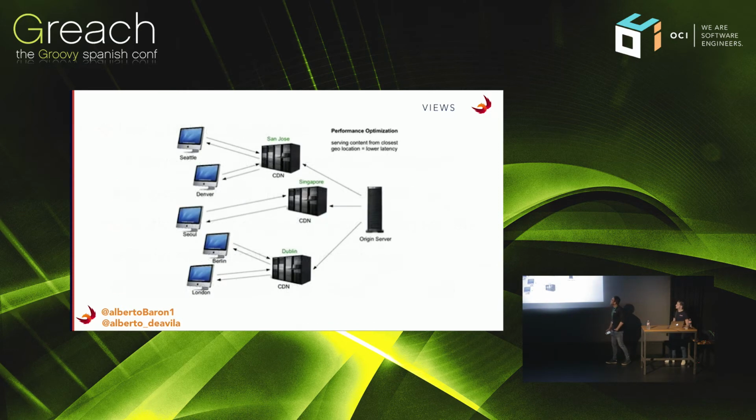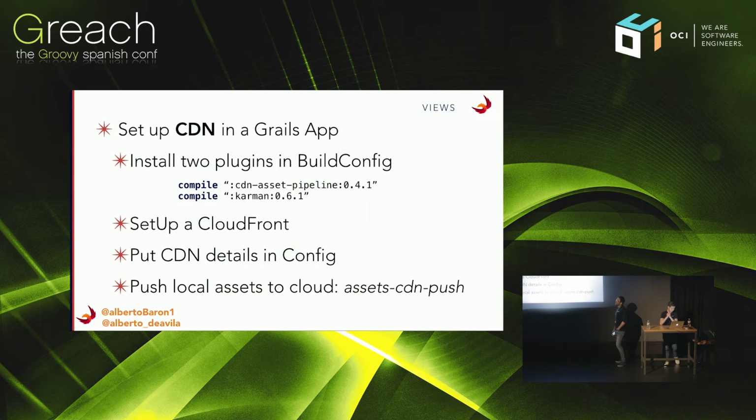As I told you, you have an origin server which receives the resources, and depending on the location of the user, for example, a user in London will ask for the resources, and the nearest CDN, which is the Dublin one, will give him back the resources. Okay.